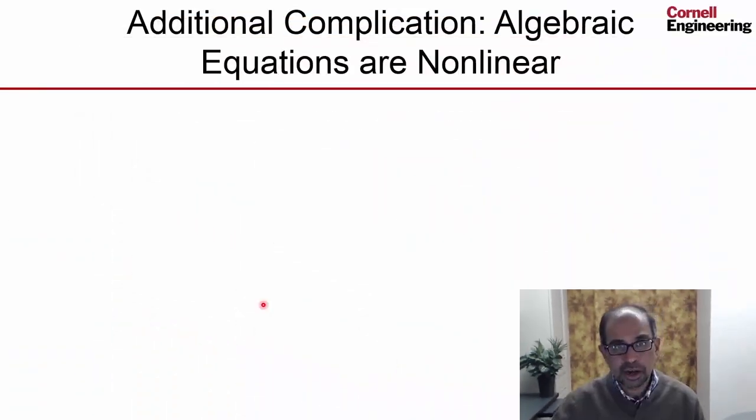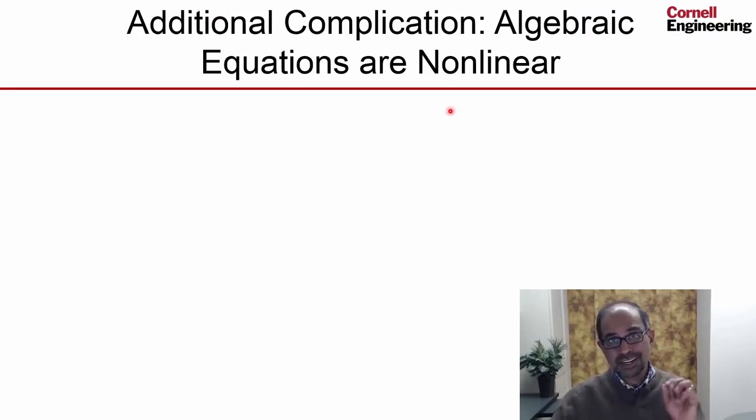Now we understand the process by which the finite volume solver derives a set of algebraic equations representing the conservation equations, conservation of mass and momentum in our case. So the problem reduces to solving a system of algebraic equations. But there is an additional complication. And the additional complication is that the algebraic equations are nonlinear.